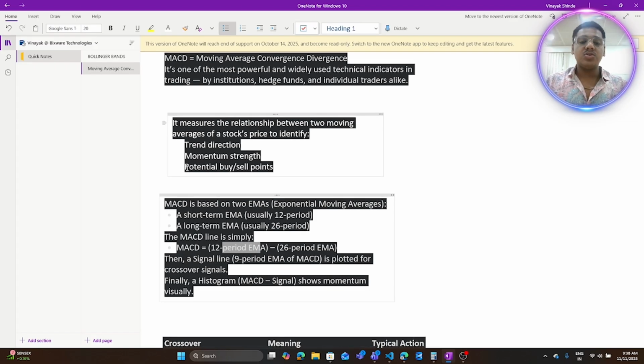Basically, MACD is based on EMAs. In the last video on Bollinger Bands, we learned about SMA, the simple moving average, but here it is something new, which is the exponential moving average. It is better than SMA because SMA is basically a mean, but EMA is an exponential moving average. Here we basically require three periods. One is your short term period, which is 12 candles or 12 days. The other is a long term period, which is 26 candles or 26 days. And another one we require is a signal line.